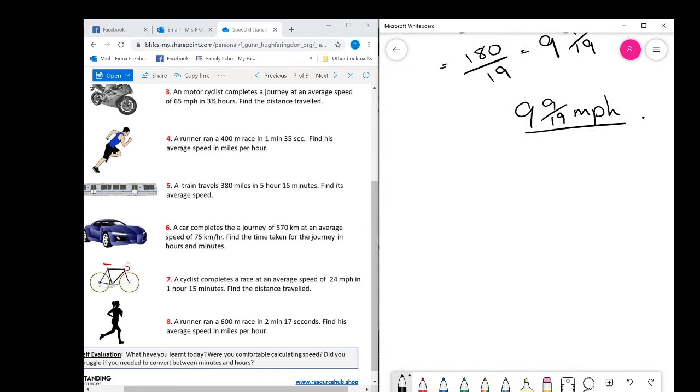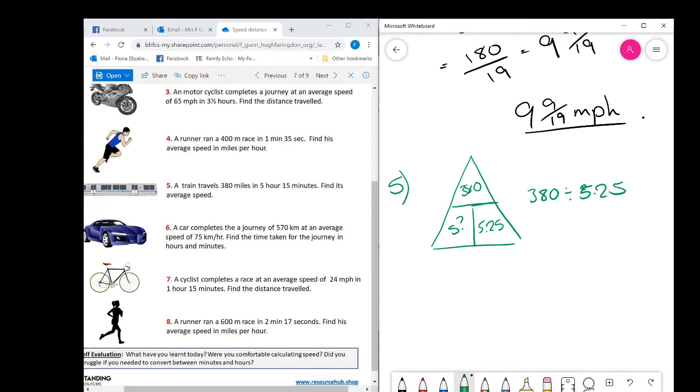Okay, right, question 5. Hopefully this is easier. Looks like it might be easier. Speed, distance, time triangle. Distance 380. Speed, don't know. Time, now my time is 15 minutes. 15 minutes we all should know is a quarter of an hour, so it's 5.25. So we do 380 divided by, because that's the divide sign, 5.25. Gonna go use my calculator, 72.38 miles per hour.